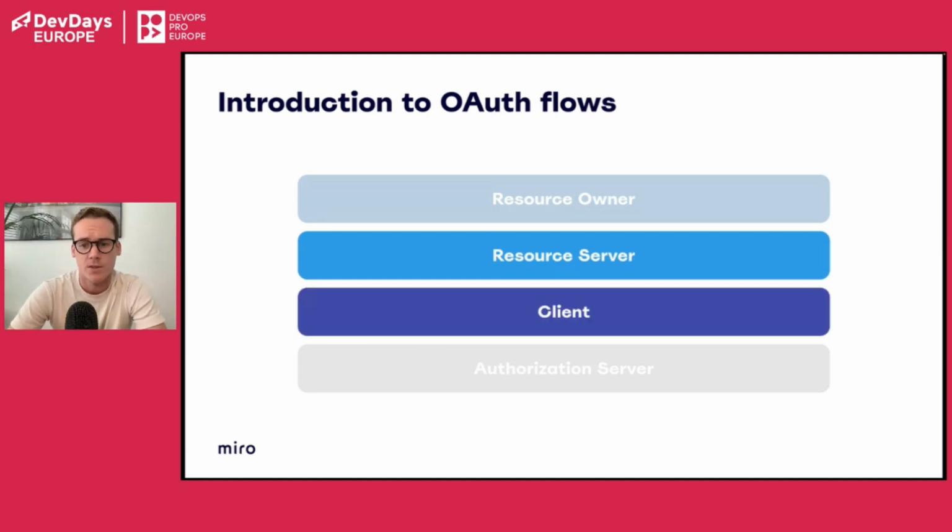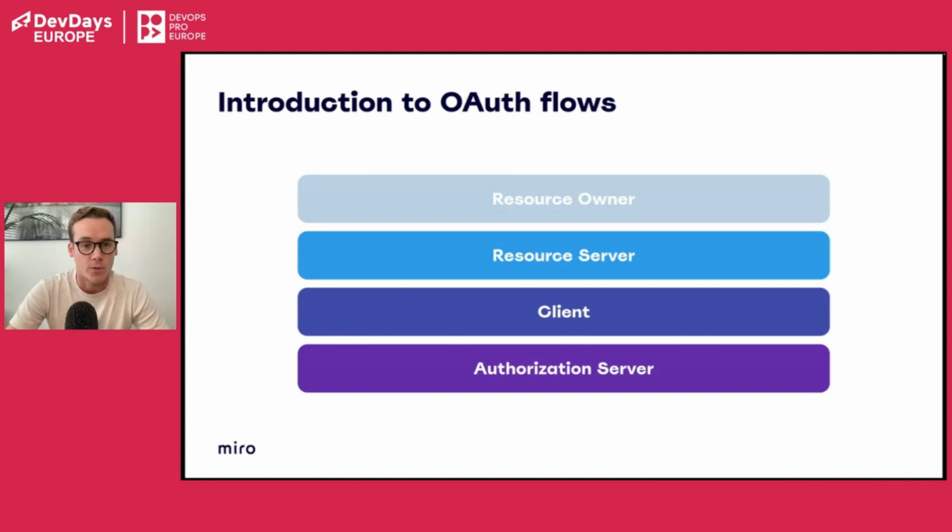Then we have the client. So this is your app, the thing that's requesting access to some kind of data. And lastly, we have the authorization server. So this is the OAuth magic. In other words, this is the main apparatus that enables the OAuth flow.